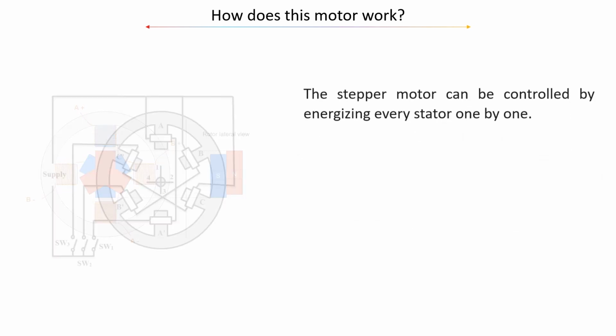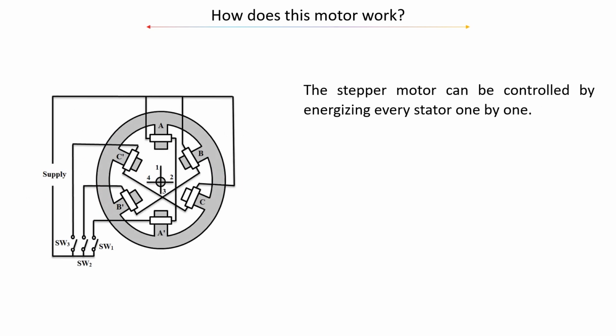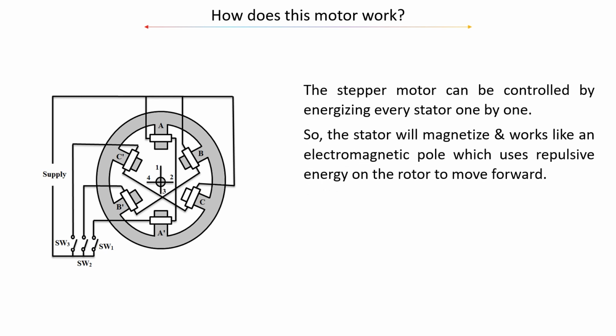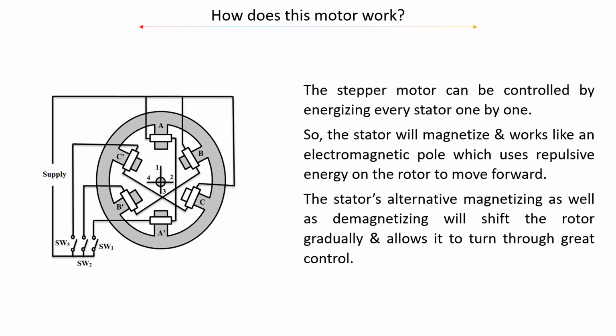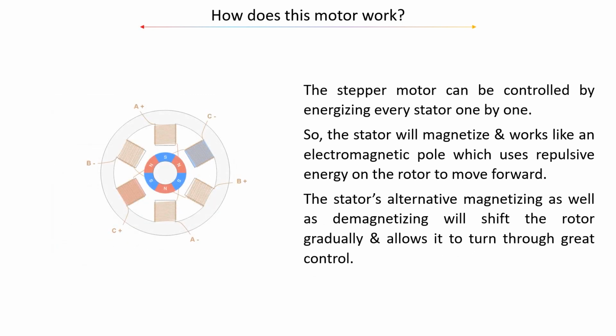The stepper motor can be controlled by energizing every stator one by one. So the stator will magnetize and work like an electromagnetic pole which uses repulsive energy on the rotor to move forward. The stator's alternative magnetizing as well as demagnetizing will shift the rotor gradually and allow it to turn through great control.